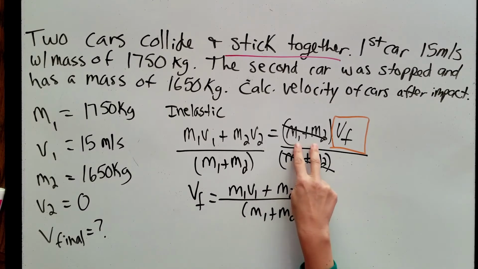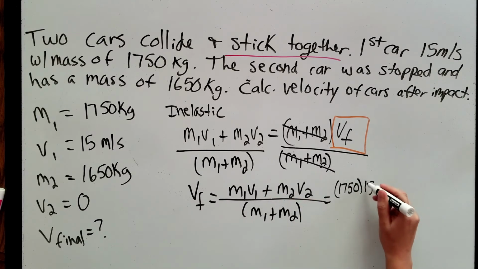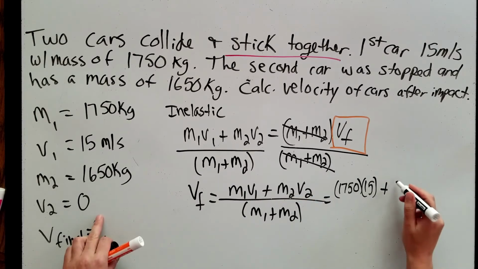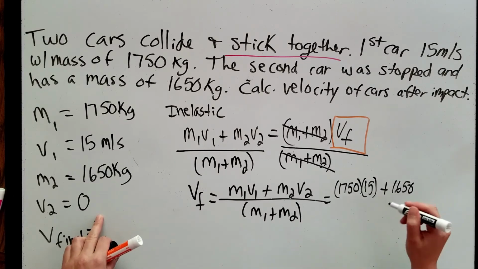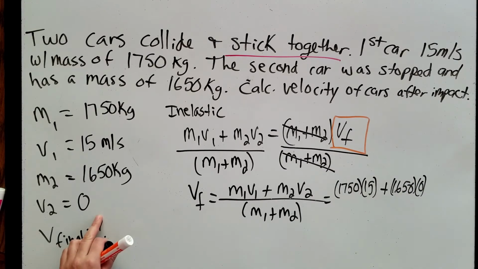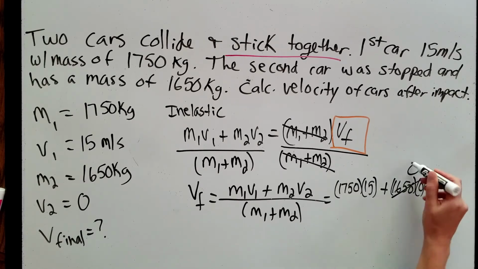So notice we add just the masses after the collision because the two objects are stuck together. So they're one object now. So that's why we can add their masses. So let's plug in. We have the mass of the first object, 1750, times the velocity of the first car, 15. We're going to add that to the mass and velocity of the second car. Now, the second car is initially not moving. So what is its momentum if it's not moving, if it's parked? Its momentum is going to be 0. If an object's not in motion, it can't have any momentum. And we see that right here. Taking 1650 times 0 is equal to 0.